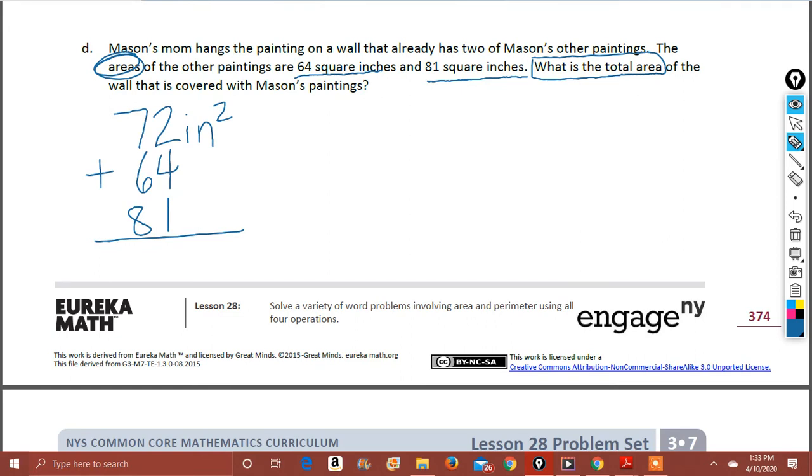2 plus 4 is 6, plus 1 is 7. 7 plus 6 is 13, plus 8 more is 21. So 217 square inches of the wall is covered by Mason's paintings.